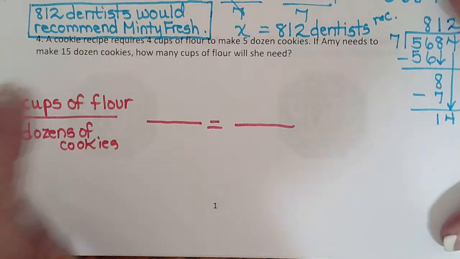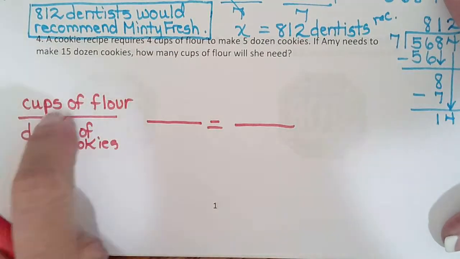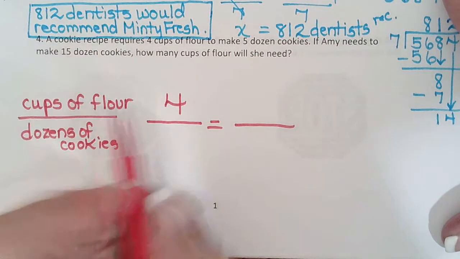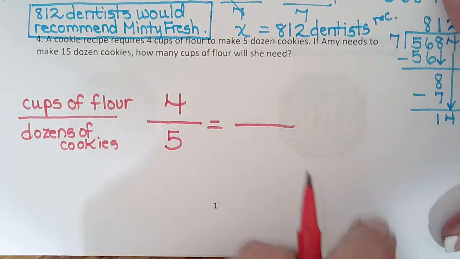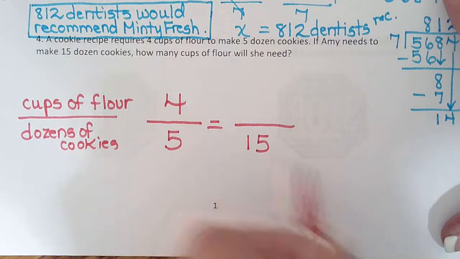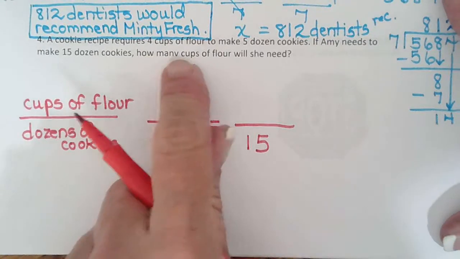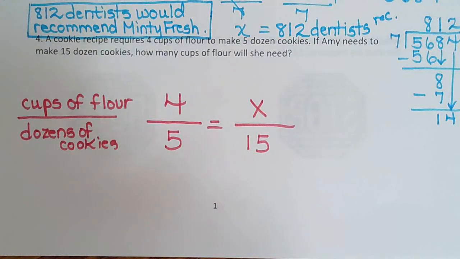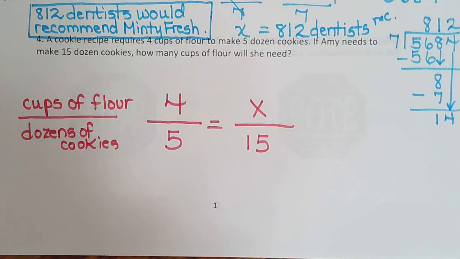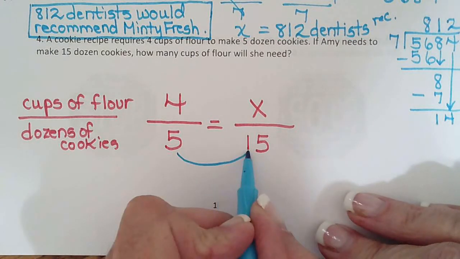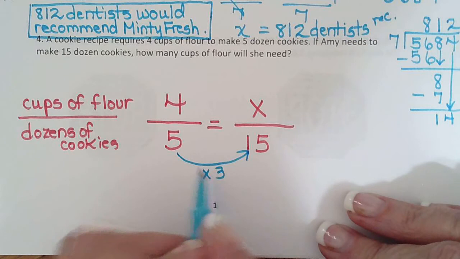So we have 4 cups of flour, so that goes here. 5 dozen cookies, so that goes here. 15 dozen cookies goes here. How many cups of flour? So there's my X. I see something. Do you? Times 3. Look at that.